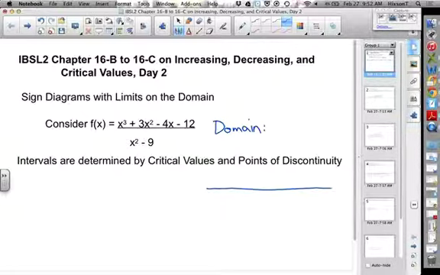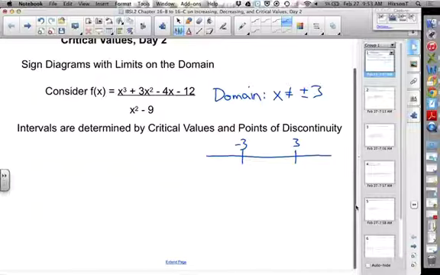So anytime you have a rational function, that's something that ought to stick out to you. In this case, what is x not allowed to equal? 3 or negative 3. Yeah, 3 or negative 3. So, right off the bat here, I can put 3 and negative 3 on my sign diagram, and so I know I'm going to have at least 3 intervals here. Then I need to find my critical values. As we've already seen, we find critical values when the derivative is 0.